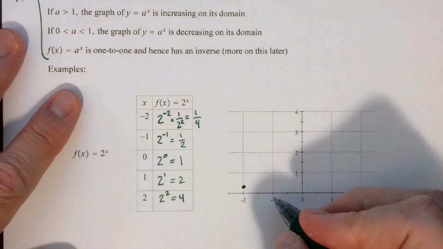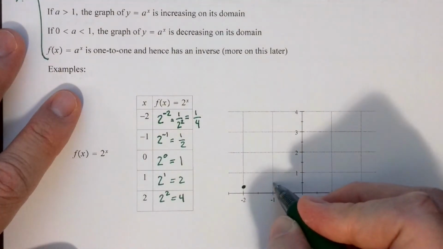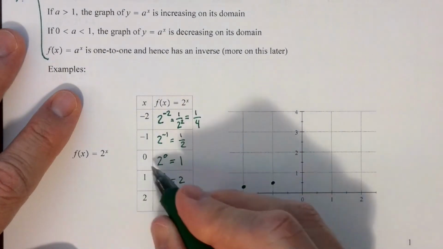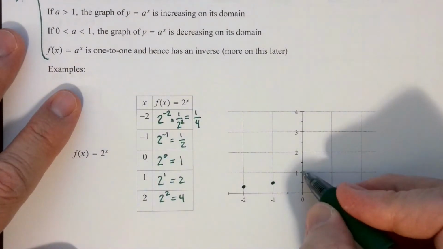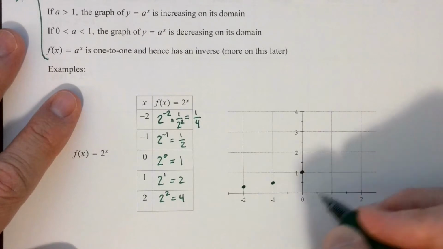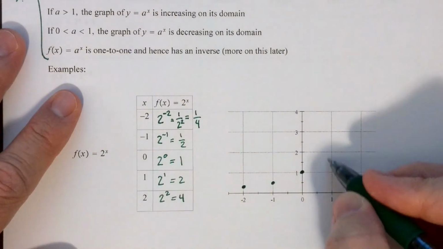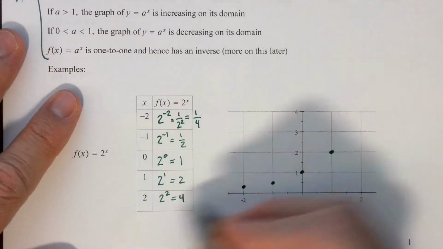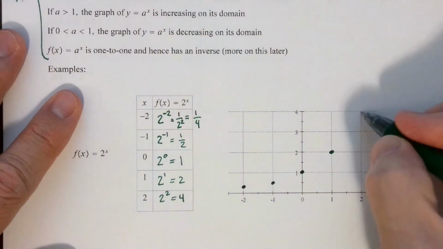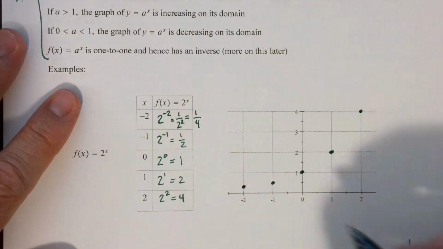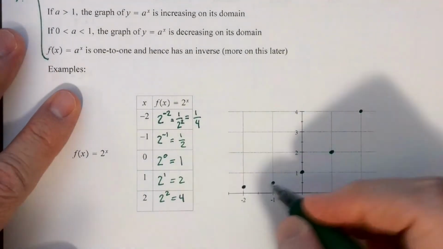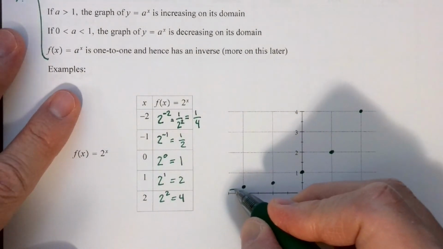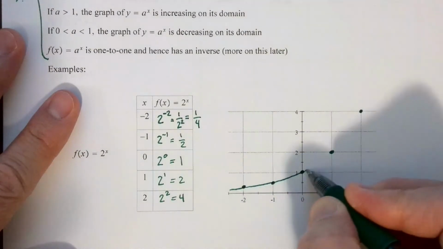Negative 2, 1/4 is right there. Negative 1, 1/2 is there. 0, 1. 1, 2. And 2 comma 4. All right, and we can plot more points in this graph, but we kind of see the trend, and this is what the graph is going to look like.